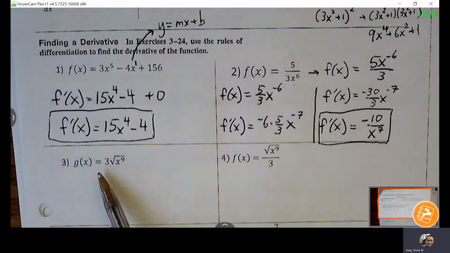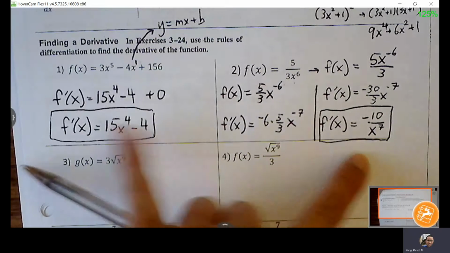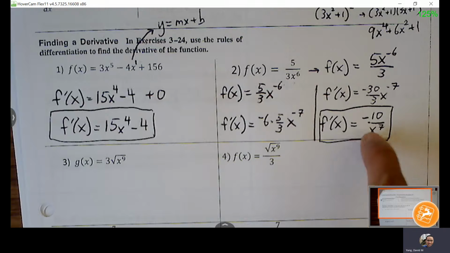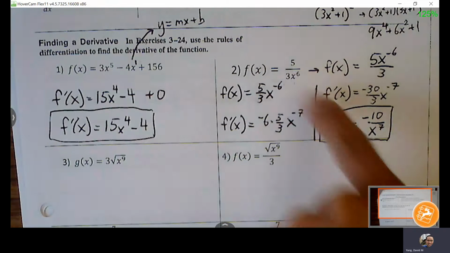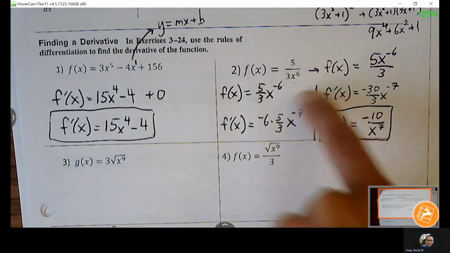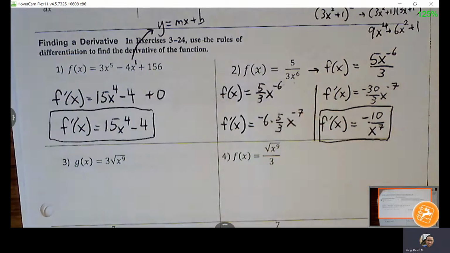Okay, so number 3. And again, the role of these derivatives is they are helping to describe how the slope is changing at every point for the original graph. Right? So we keep reminding ourselves of that. The whole purpose of this derivative is to help us find the slope, the rate of change, of this original function.